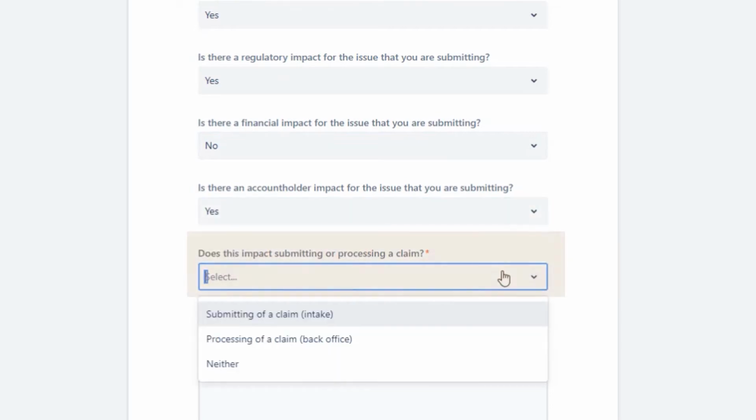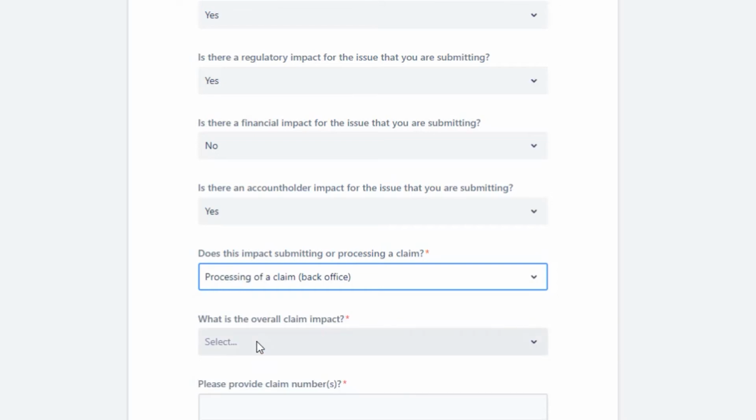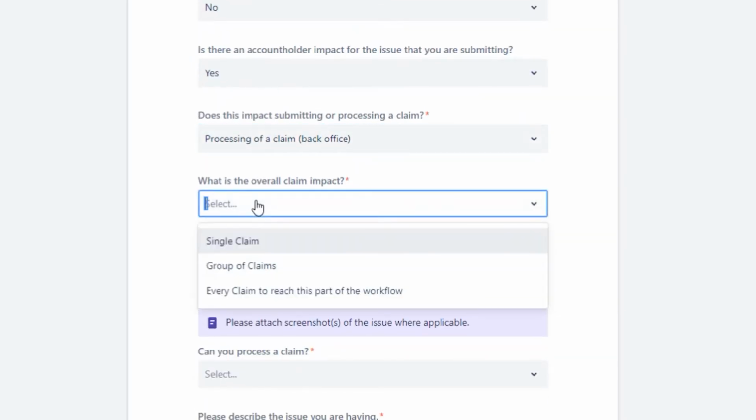The client is asked if the issue being reported is impacting submitting or processing a claim. Further questions are asked to assess the overall impact of the issue by volume of claims, whether it be a single claim, a group of claims, or all claims.